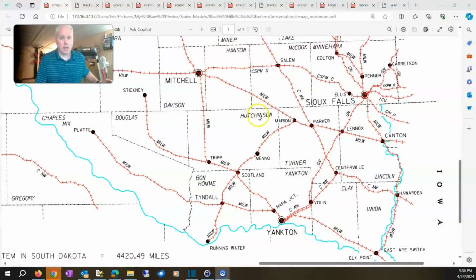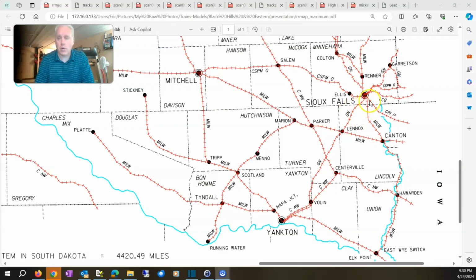And here we are taking a look at a publication that the state put out probably in the early to mid 80s of the railroads in the area. This is the maximum map. Now keep in mind, this shows all the track that was ever in existence in the state of South Dakota.